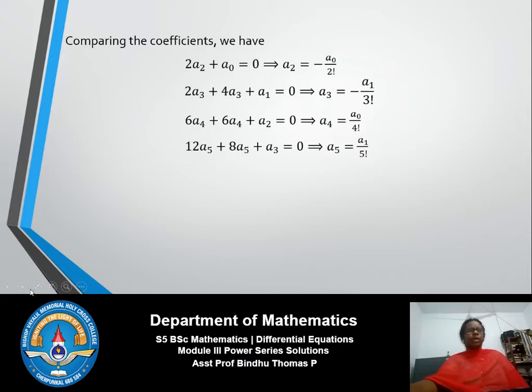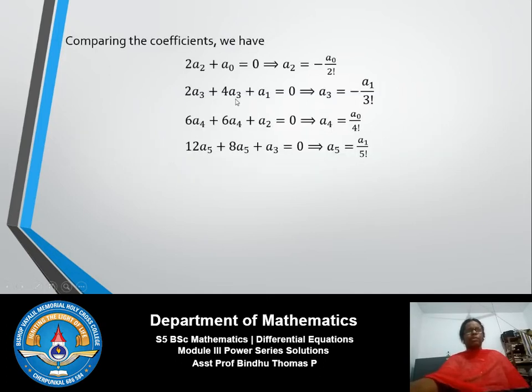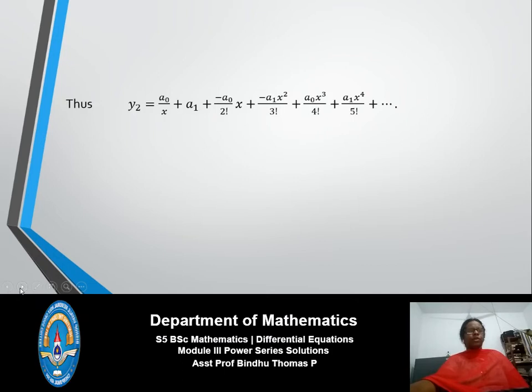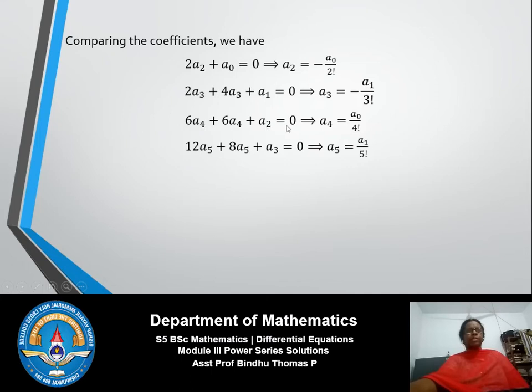2 is 2 factorial. Again, coefficient of x. Here it is 2a3. Here it is 4a3. Here it is a1. So we have 2a3 plus 4a3 plus a1 equal to 0 implies a3 equal to minus a1 by 6, that is 3 factorial. Further, coefficient of x square, we have 6a4 plus 6a4 plus a2 equal to 0. But that implies a4 equal to minus a2 divided by 12. My a2 is already minus a0 by 2 factorial, so it becomes a0 by 4 factorial.